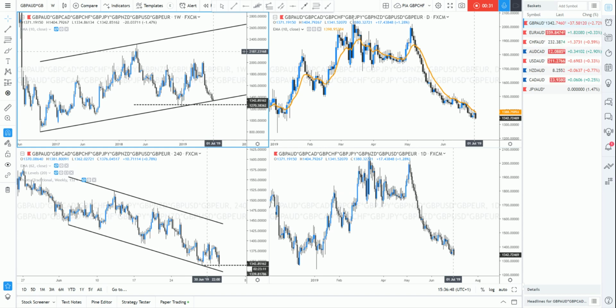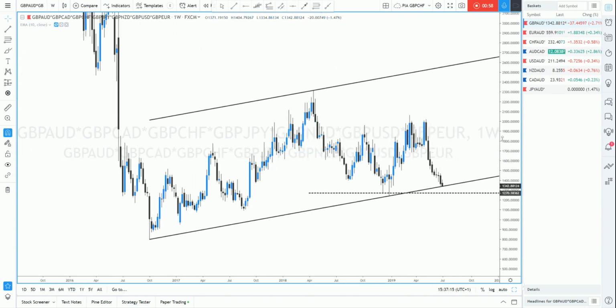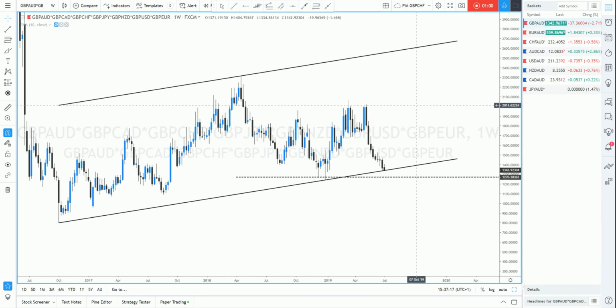So this is a combination of all of these sterling pairs you can see up here. So sterling against Aussie dollar, CAD, CHF, yen, New Zealand dollar, US dollar and euro. What that gives me is a basket of all of the sterling pairs together and gives me an overview of how sterling is performing on the whole against all these other major currencies. So looking at this first chart in the top left hand corner, I'll expand that to make it bigger. This is a weekly chart of the sterling basket that I've created.